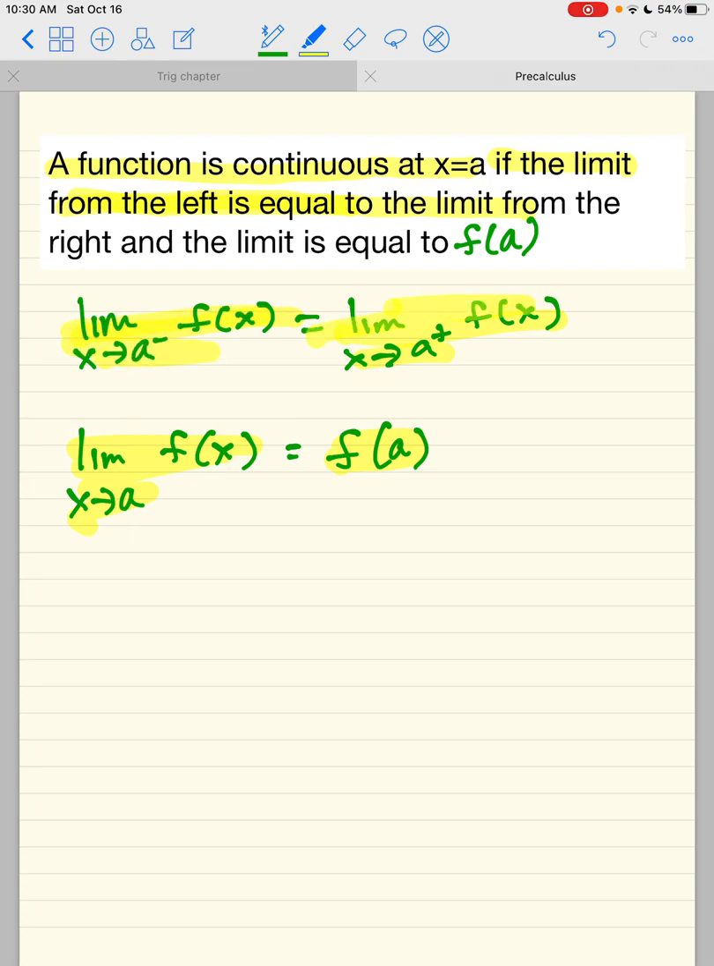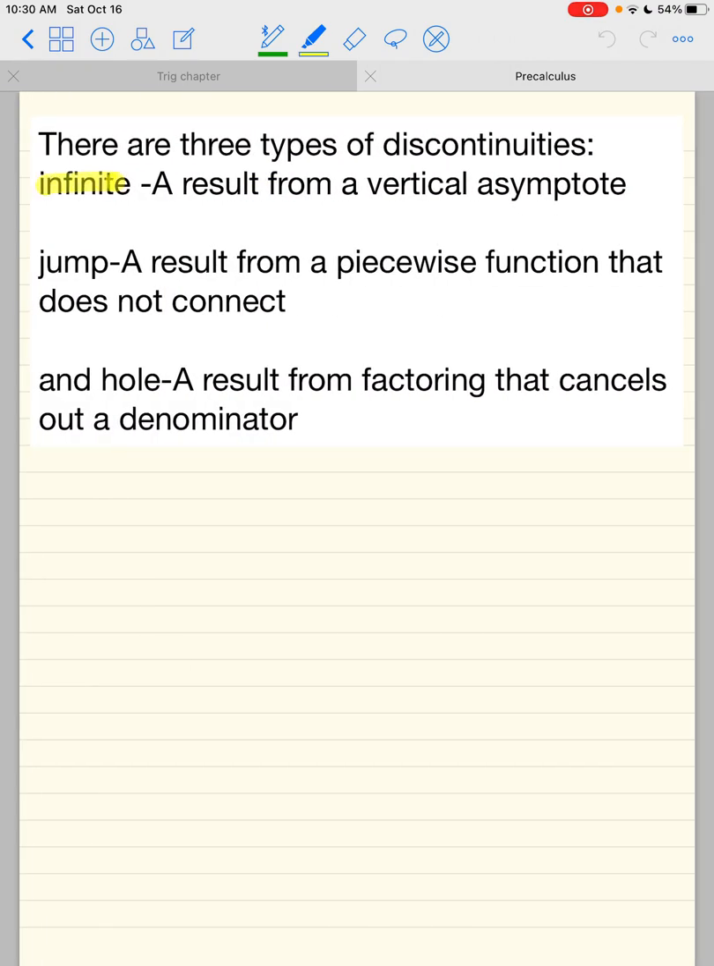If the limit from the left and the limit from the right don't equal, then there can be an infinite or a jump discontinuity. There are three types of discontinuity. One of them results from a vertical asymptote. We call it infinite. Some people call it essential. Another one is a jump. It usually results from a piecewise function that doesn't connect. And then the hole. A hole in the graph could be removable if we fill in the hole. So a hole is a result from factoring that cancels out a denominator.